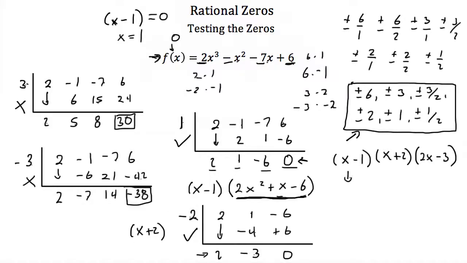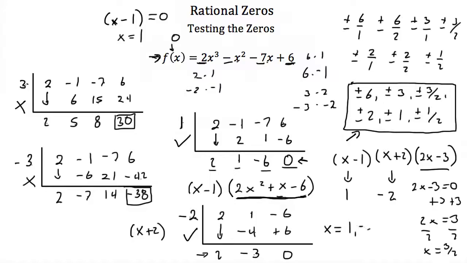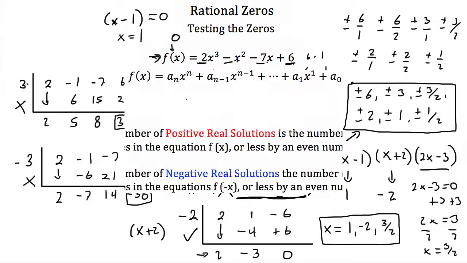This one told us that our rational zero was 1. This one tells us our rational zero is a negative 2. Now we just have to solve this one. Well, 2x minus 3 equal to 0. If we add 3 to both sides, we get 2x is equal to 3. Divide by 2, and x is equal to 3 halves. So then our three rational zeros are x is equal to 1, negative 2, and 3 halves.